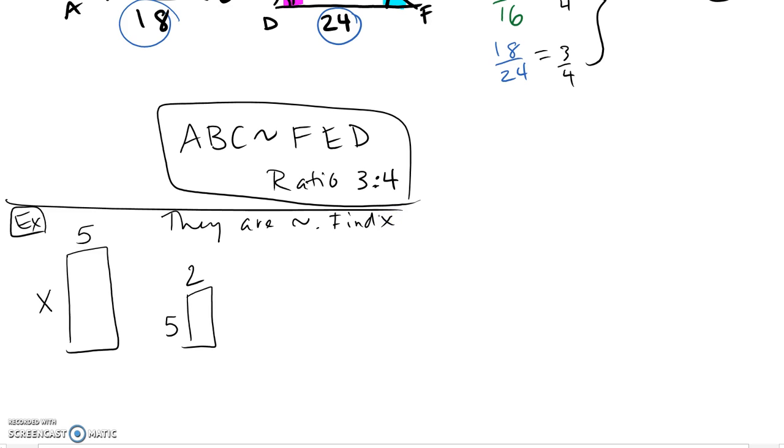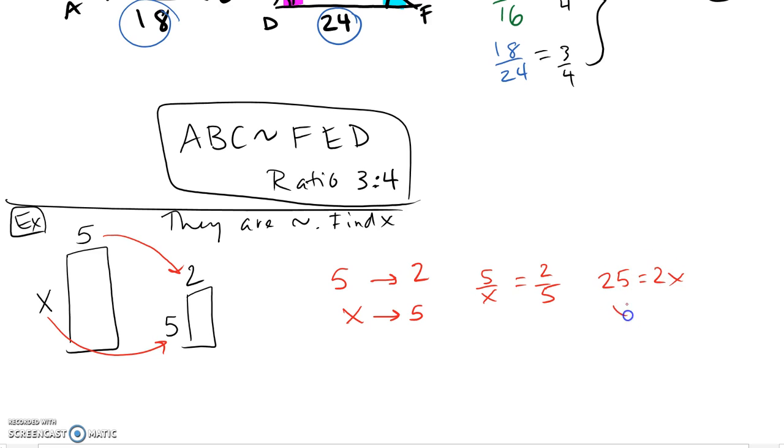I just need to line up things that go together. The 5 goes to the 2. So the 5 goes to the 2. The x goes to the 5. Once again, those are pretty much your equal signs. So 5 over x equals 2 over 5. Find your extremes. 25 equals 2x. X equals 12.5.